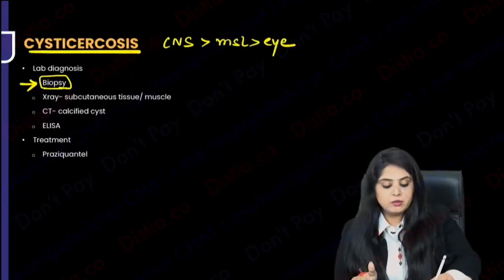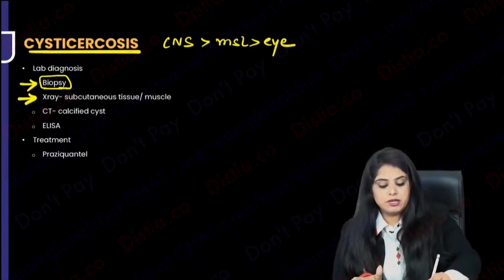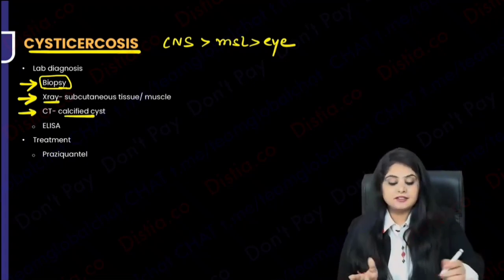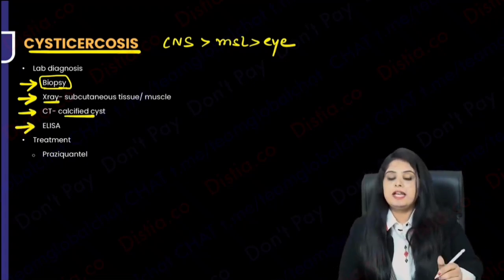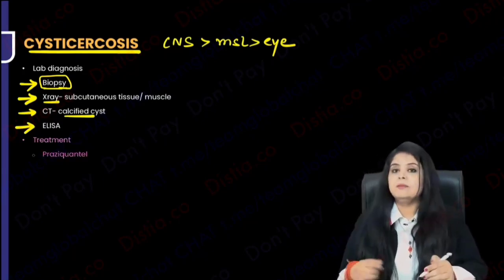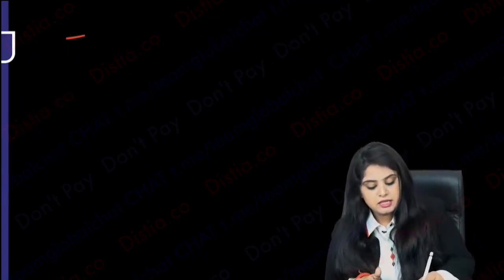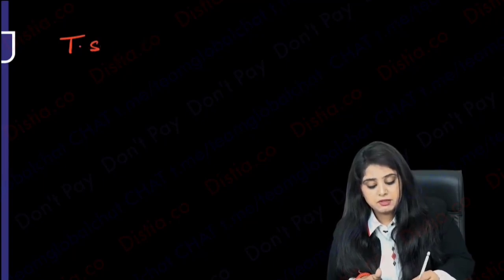Other than that, you can do an X-ray. If you're thinking the nodule is in some soft tissue muscle plane, you can do an X-ray. You can also do a CT scan. Maybe the parasite will get calcified, and you can also do ELISA testing. What is the treatment? As I said, treatment for all is praziquantel. So the two most important things, Taenia saginata and solium, are done. Repeating once again, for Taenia saginata, please remember the most important points I'm highlighting over here. Taenia saginata has no hooklets.